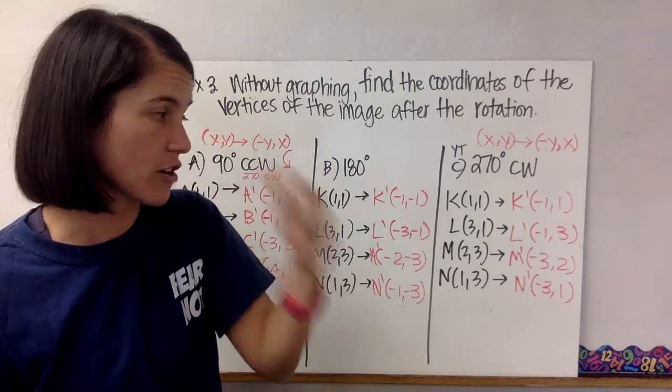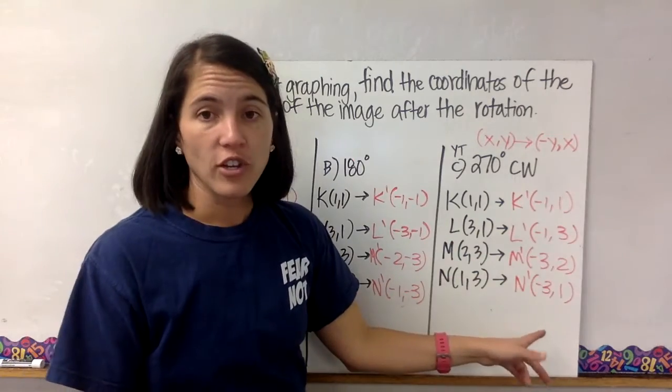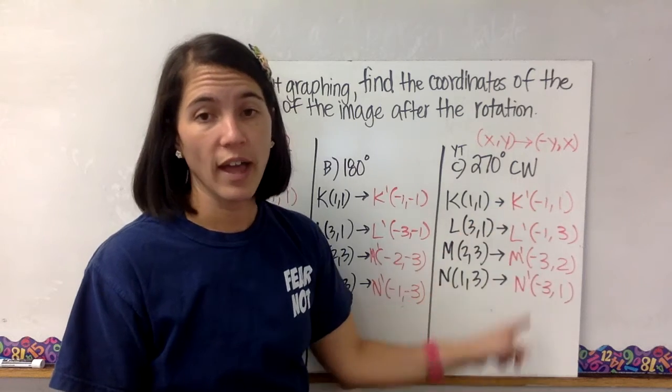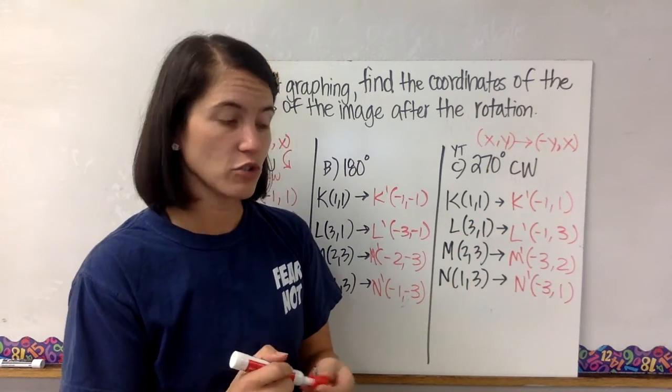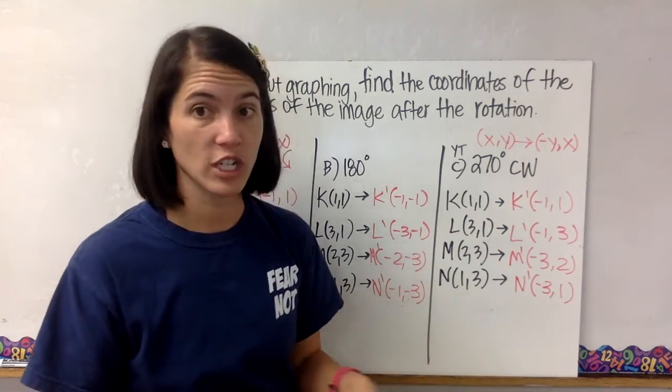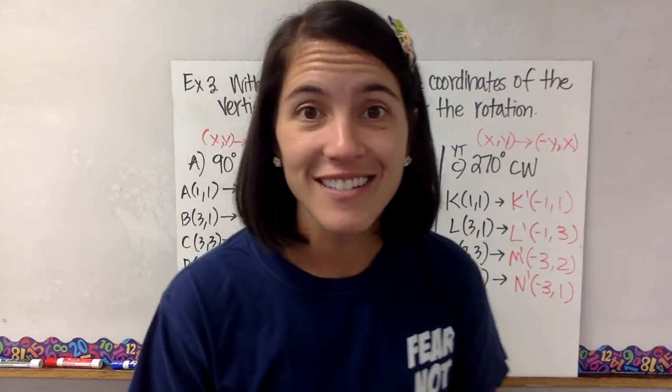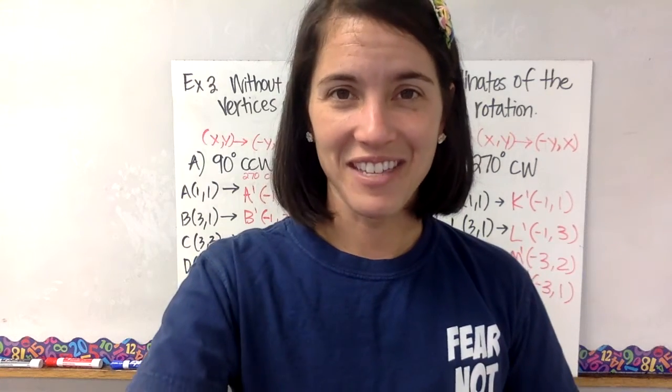Sorry, I have my back to you. I was trying to write. Double check yours. I switched all of the coordinates, and then I made my new x value negative, and that is what you should have gotten for a 270 degrees clockwise rotation. Make sure you have your notes, and you can read them, and we will go over this in class.